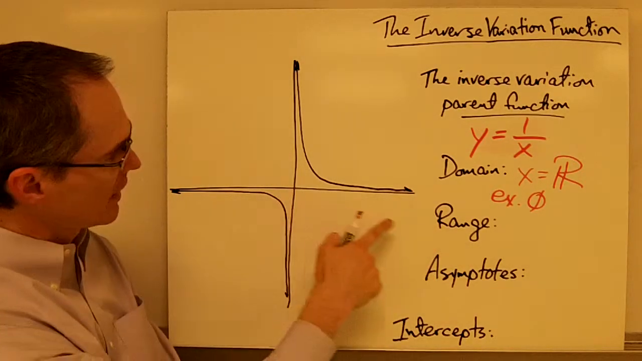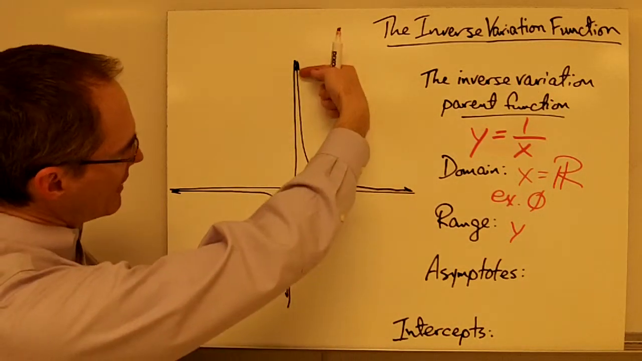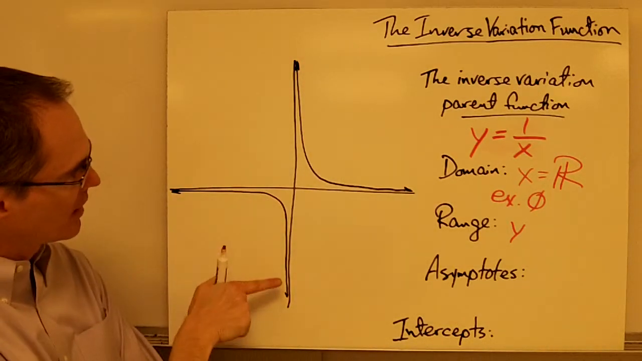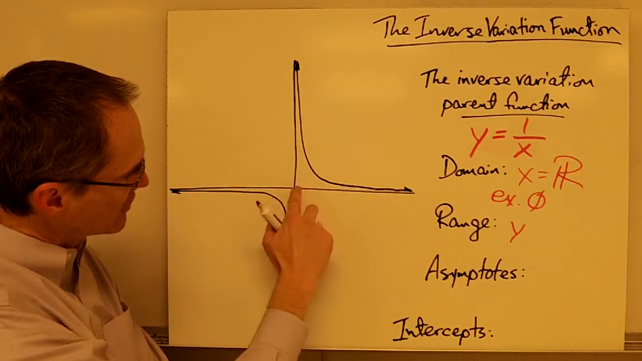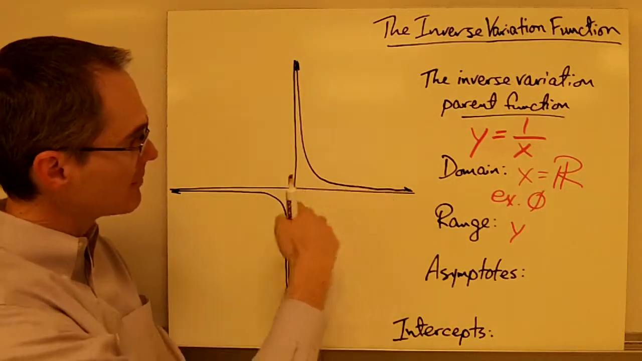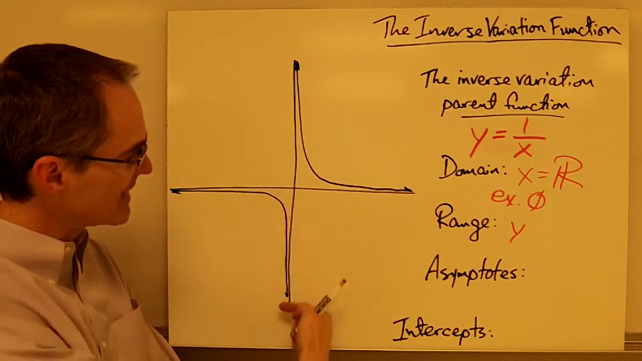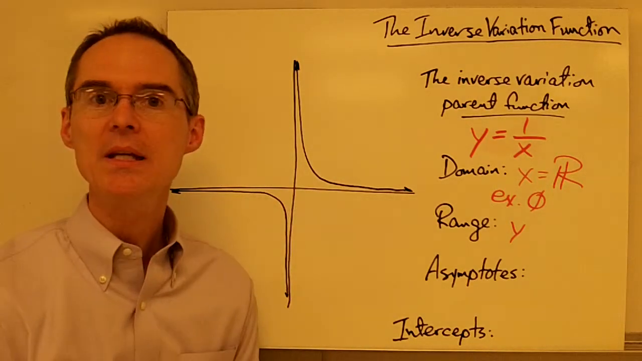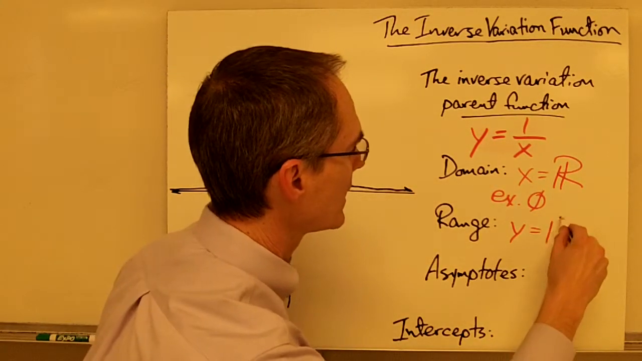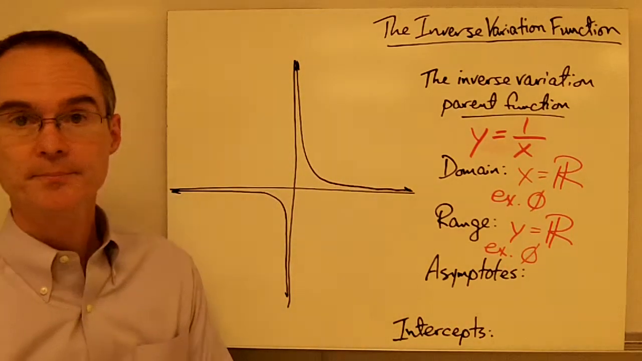The range, again, remember the range is the y values. And again, I've got positive y values up here, a bunch of positive y values. I've got negative y values down here. And yet, my graph never actually touches the x-axis. That's where y would be equal to 0. So my range is very much like the domain. It can be any positive y value, it can be any negative y value, but y can never be equal to 0. So we usually write that as the range is y equals all real numbers except for 0.